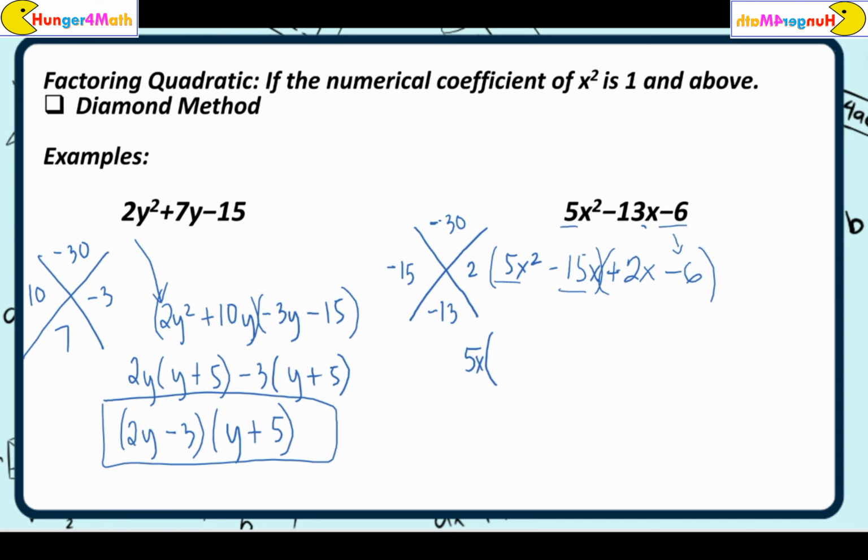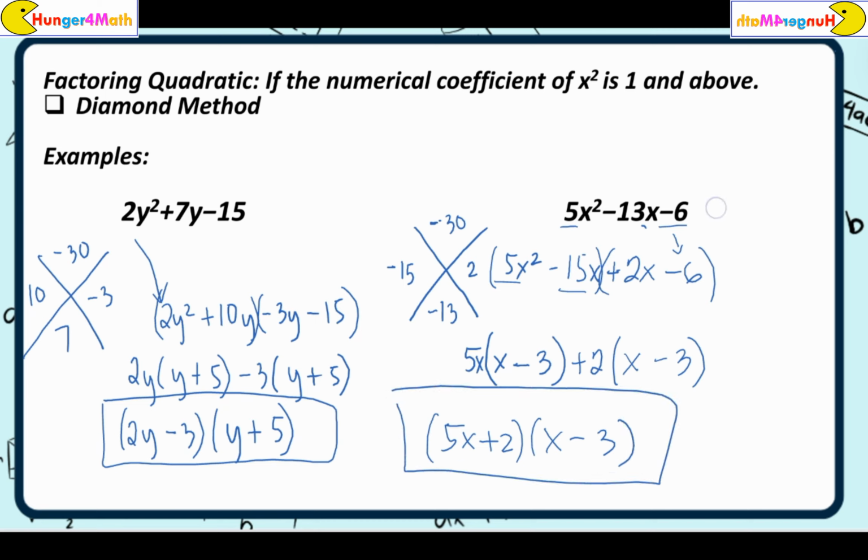Now let's divide. 5x squared divided by 5x is x. Then negative 15x divided by 5x is minus 3. On the other side, we have 2x minus 6. The common factor is plus 2. Now let's divide: 2x divided by 2 is x, and negative 6 divided by 2 is negative 3. Now let's put together the common factor, which is 5x plus 2, and just copy one factor of x minus 3. And this will be our answer for this expression.